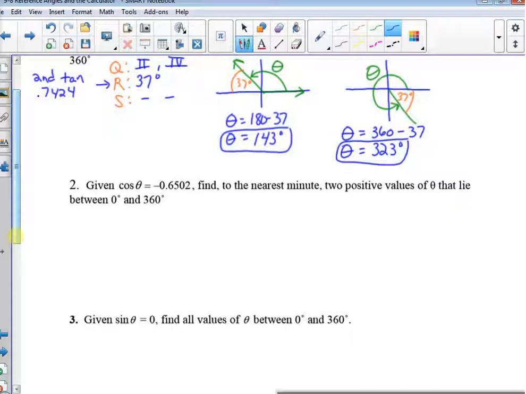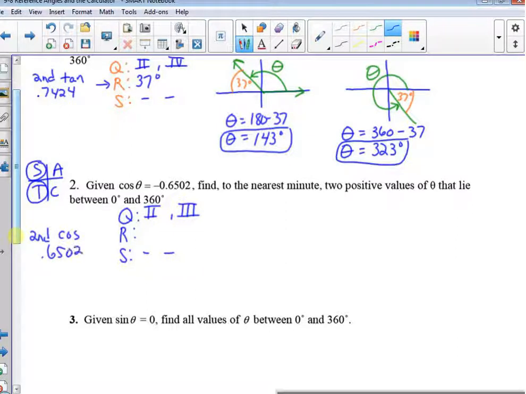Given cosine of theta equals negative. Okay, so now on this one, I'm going to set up the same thing. So QRS. I'm looking for where is cosine negative. Cosine is negative in quadrants 2 and 3. So now I'm going to be in quadrants 2 and 3. To find that reference angle, I'm going to do second cosine of positive 0.6502. I want to keep these acute, and ignoring the negative will always give me a positive acute reference angle.